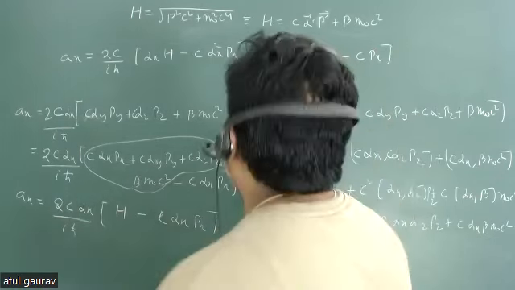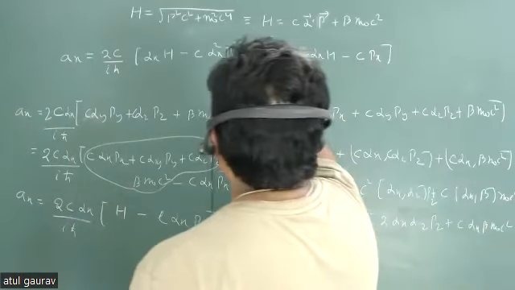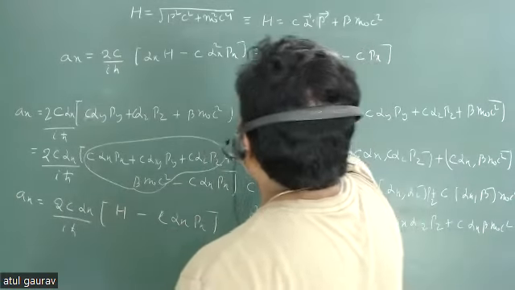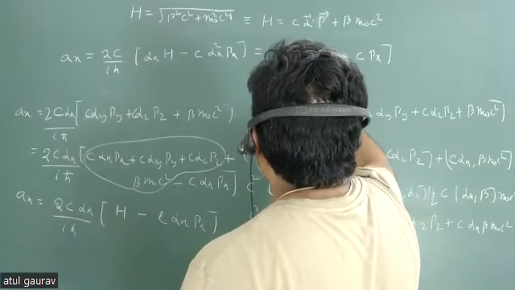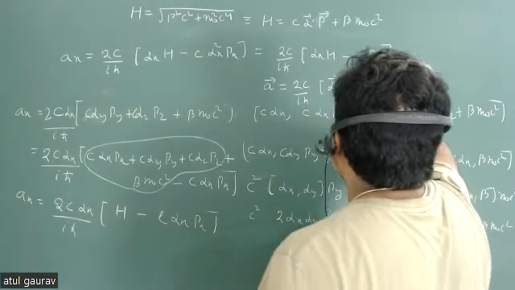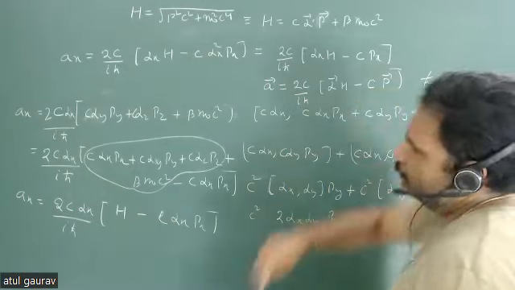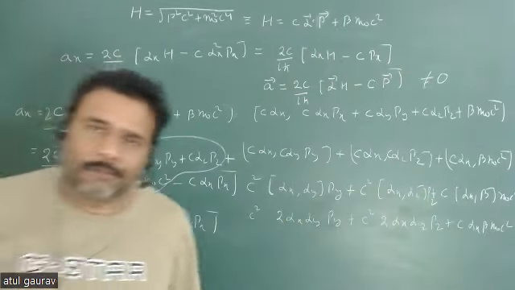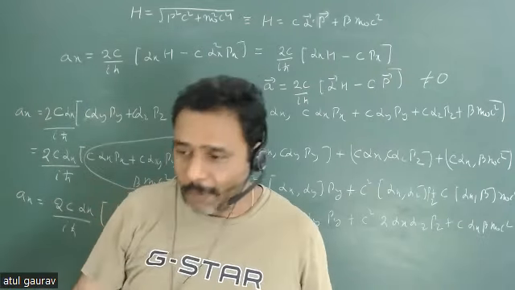So this is your a x, and similarly you can find a y, a z, and you can write your a as a vector, and that is 2c upon i h cut, alpha h minus c p. This is your acceleration, which is not equal to zero. So surprisingly your particle is free, but your acceleration is not zero. Why is this?